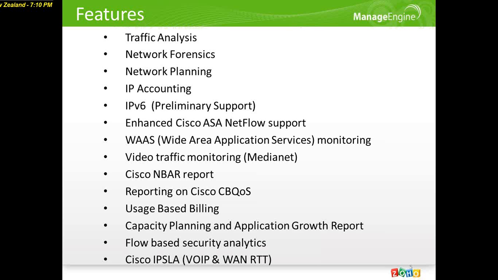If you're running NetFlow Analyzer for a couple of years, and if you want to compare how the traffic was behaving last year compared to this year, and if you find one particular application's traffic is growing year to year, you can plan your network. Either you can set some QoS policies on your network to limit other application traffic utilization and prioritize your business critical application, or you can increase the pipe so that the application traffic flows through that particular link. And flow-based security analytics and Cisco IPSLA VoIP and WAN RTT.